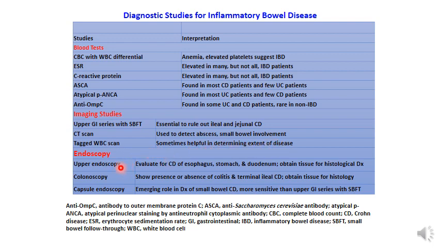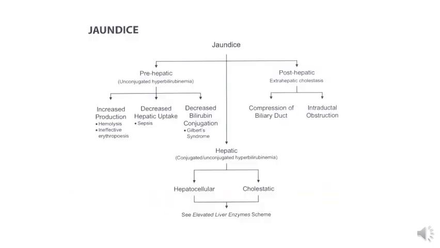Endoscopy: you do upper endoscopy to evaluate for Crohn's disease involving the esophagus, stomach, and duodenum, because the whole GIT is affected by Crohn's disease, and obtain tissue for biopsy study. Colonoscopy shows presence or absence of colitis and terminal ileal Crohn's disease, and obtains tissue for histology. Capsule endoscopy is an emerging role in the diagnosis of small bowel Crohn's disease, and is more sensitive than upper GI series study.